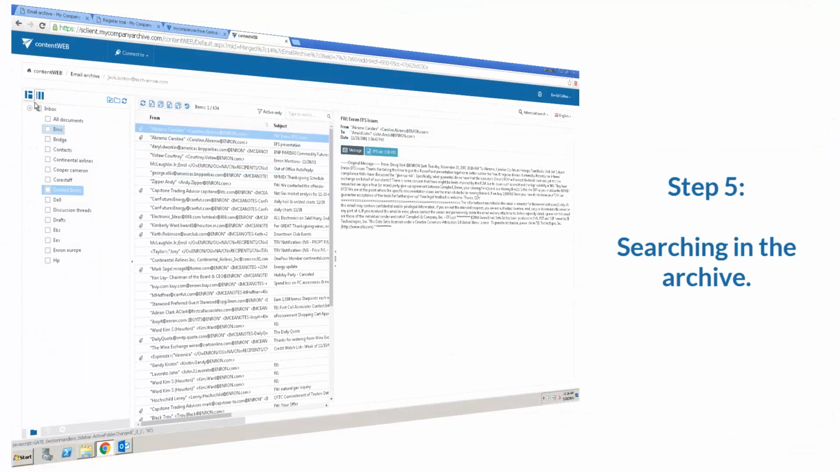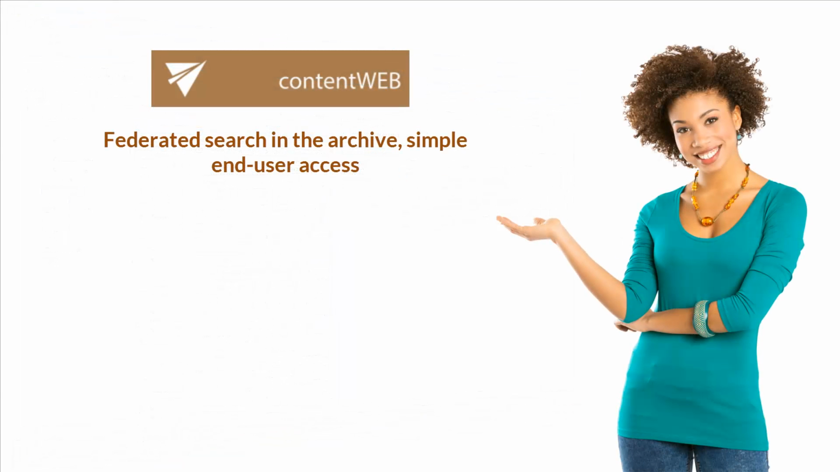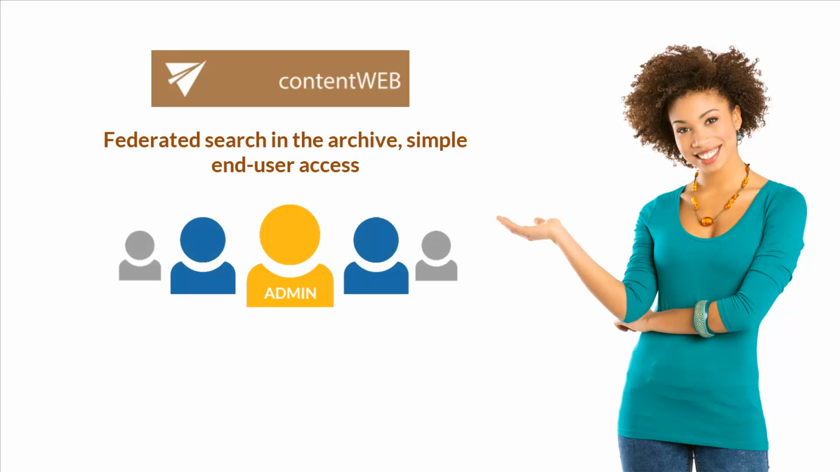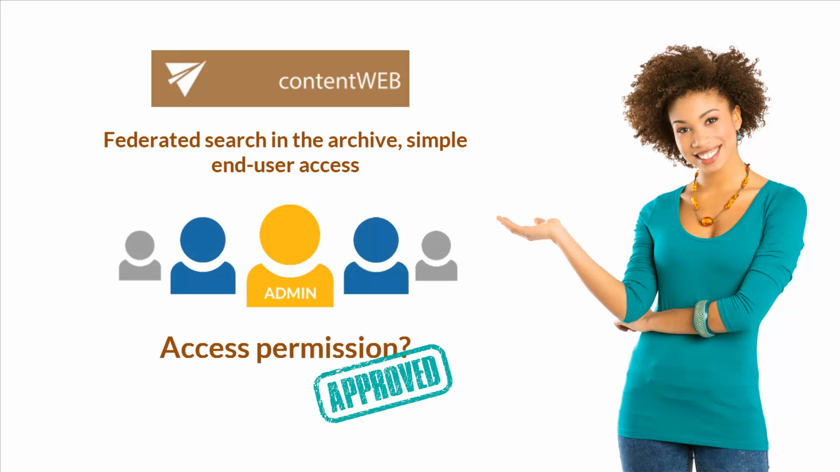Step 5. Searching in the archive. To display the archived emails, My Company Archive uses a web-based archive interface called contentWEB. While the central administration is accessible for the administrators only, contentWEB is available for the end users too, if they have the necessary access permissions. Access permissions for the end users can be granted in the central administration. We will show this later on. First, the contentWEB interface will be described.